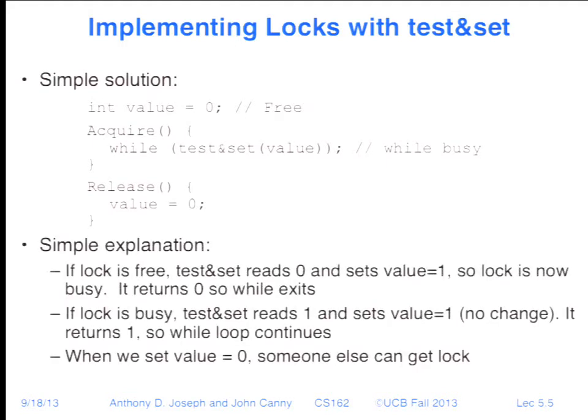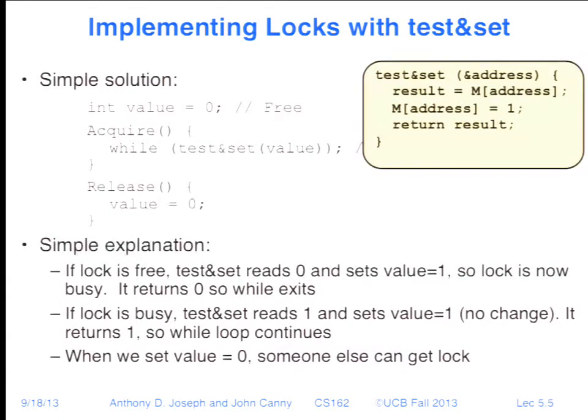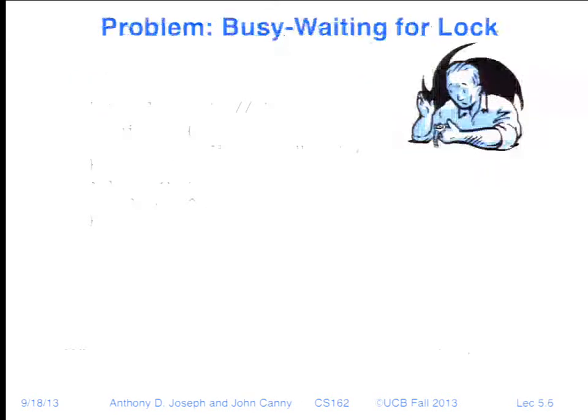All right. So yeah, we just went through this. If the lock is free, we read 0, set the value to 1. Now we own the lock, so we return 0 and get back. If the lock is busy, test and set reads 1 and sets the value to 1, no change, returns 1, and the while loop continues. And finally, once we set a value of 0 in the release function, then it allows others to get the lock.